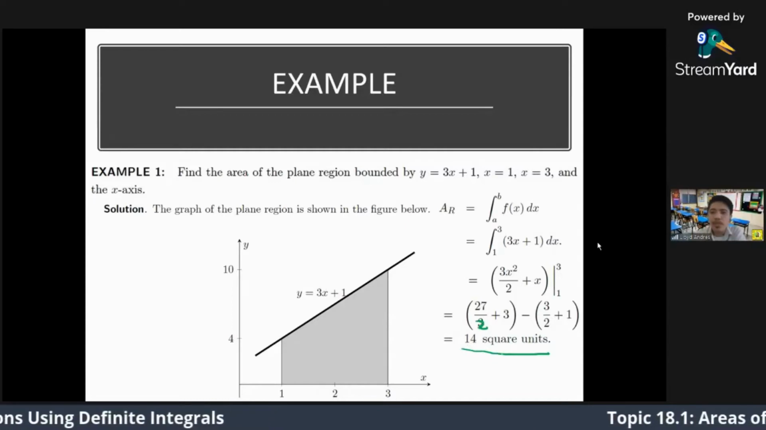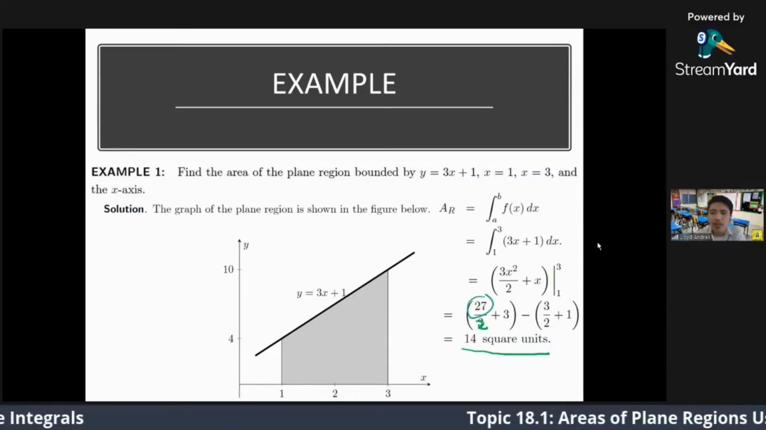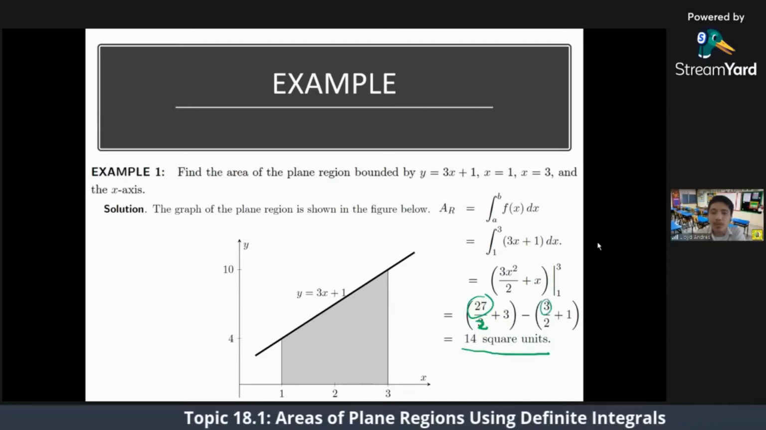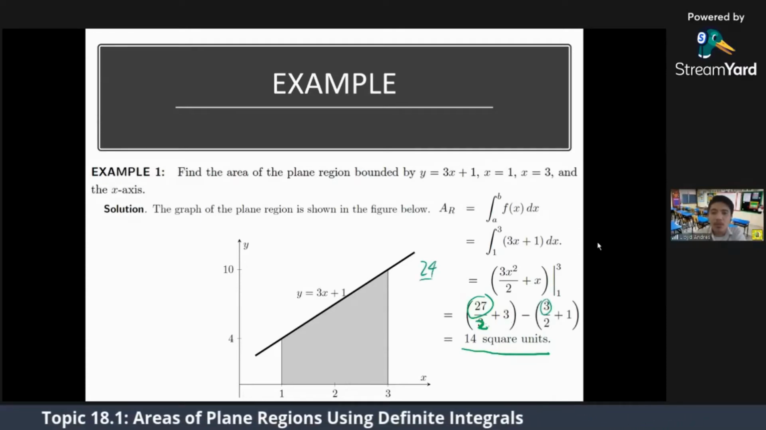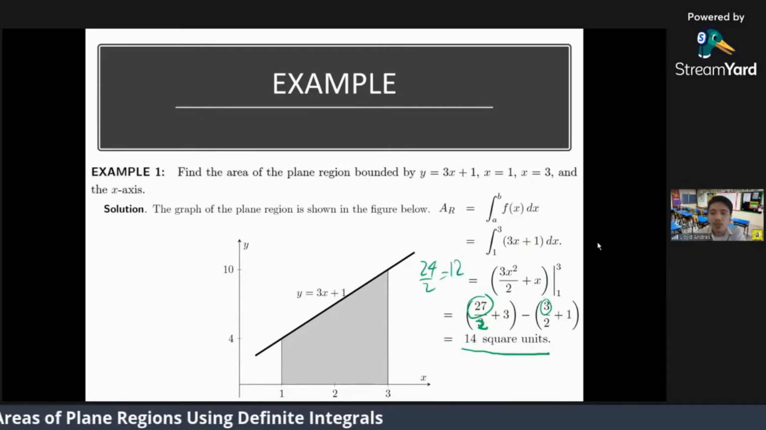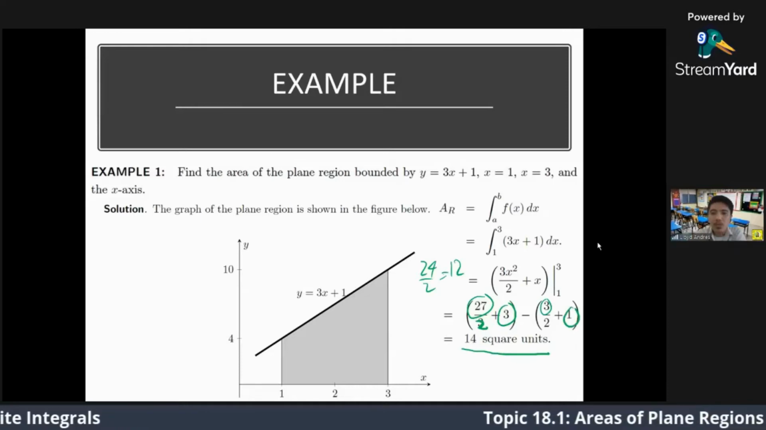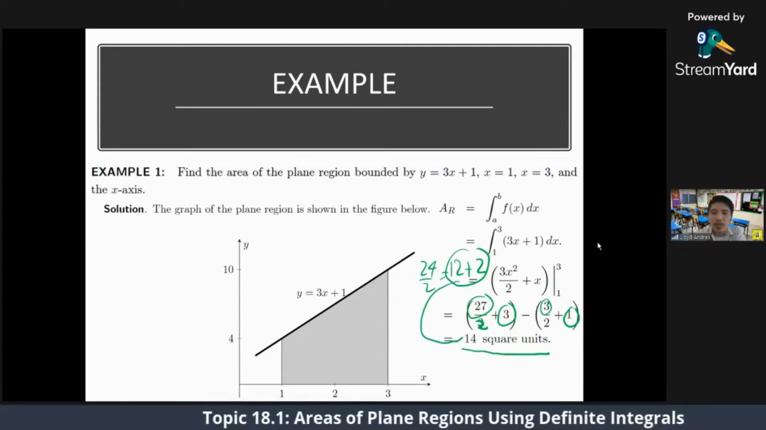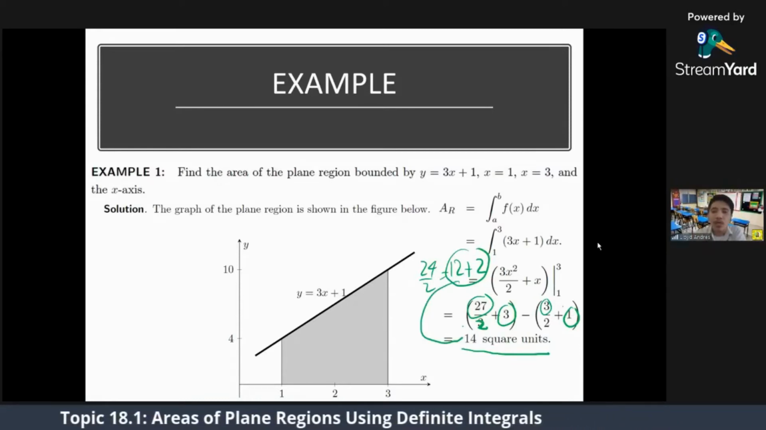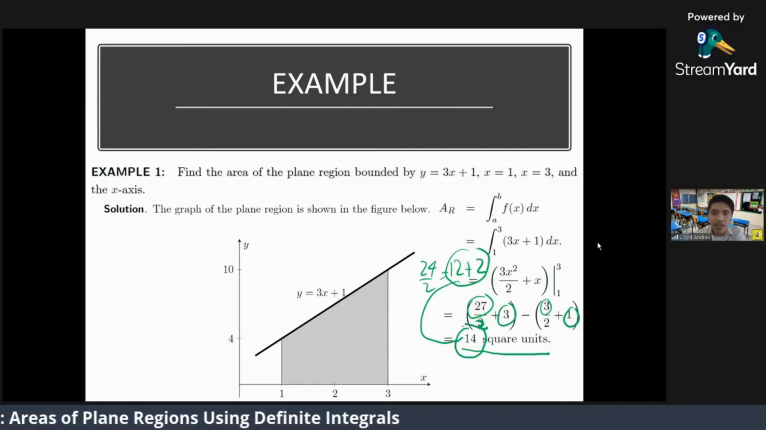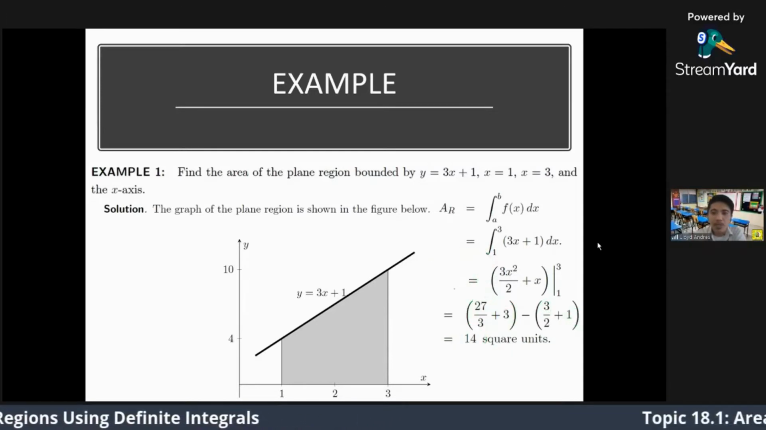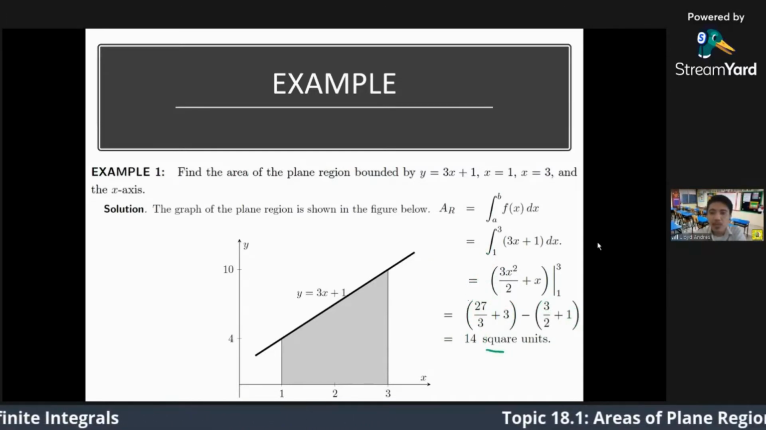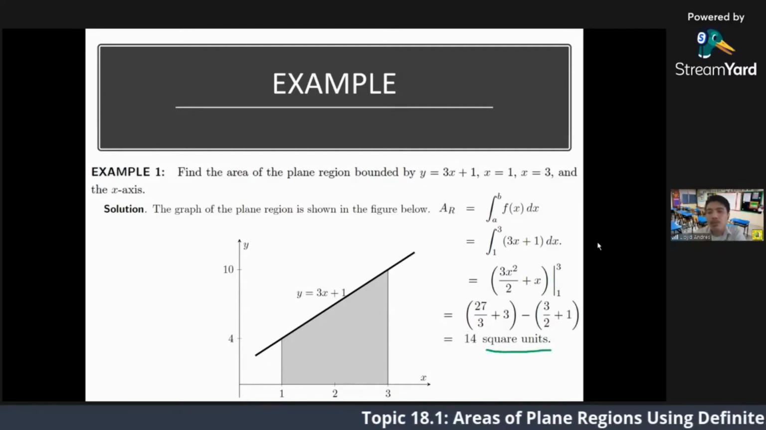Why 14? We have 27 halves minus 3 halves. So 27 minus 3 is 24 halves, which is 12. Then 3 minus 1 is 2, so plus 2. 12 plus 2 gives 14. Since we have no given units, we can simply use the phrase square units.